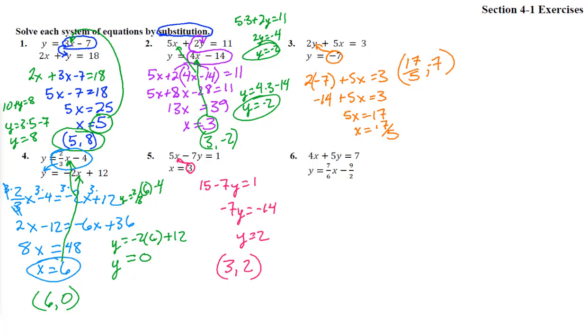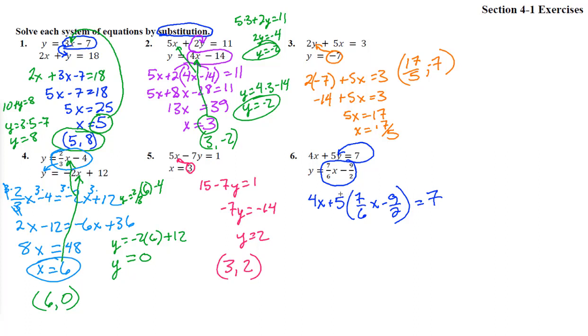Okay, and for the last one, number 6. 4x plus 5y equals 7, y equals 7/6 x minus 9/2. This is going to be a kind of a long one. So we're going to take that and stick it right in there for the y. So y equals this. So we get 4x plus 5 times y, which is 7/6 x minus 9/2, equals 7.